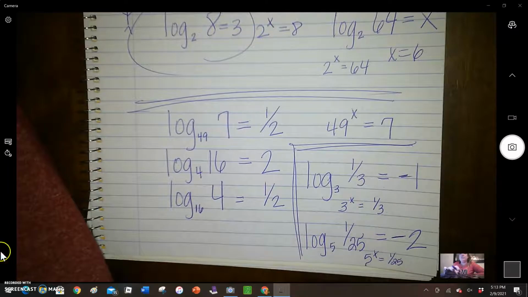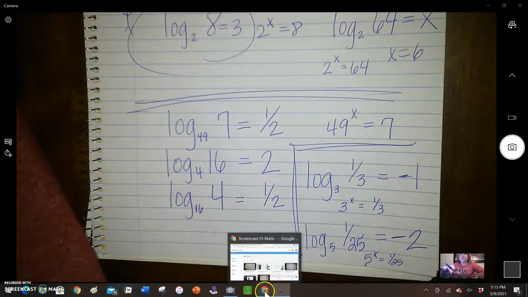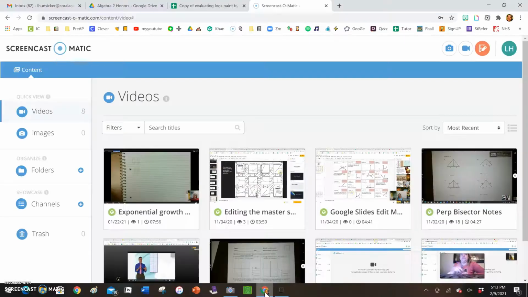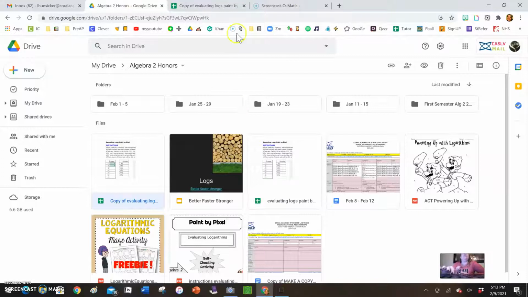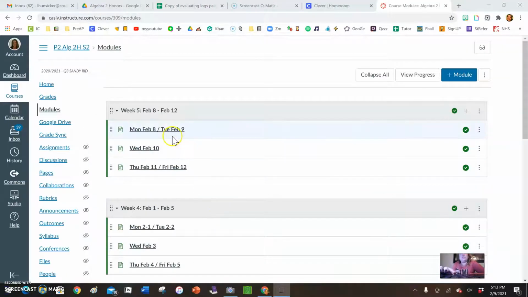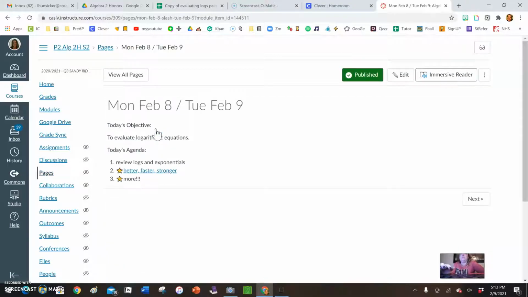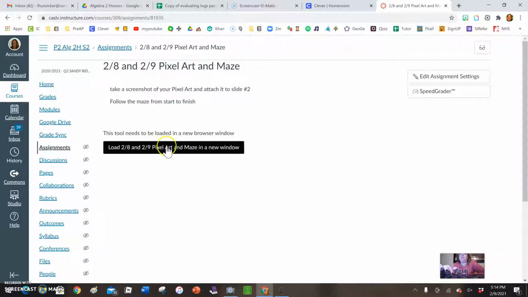All right, so what we're going to do now is we're going to go into Canvas. When you get into Canvas, you're going to look for either Monday, February 8th or Tuesday, February 9th, depending on which class period you're in. Then you're going to look for the star. Remember, the star is our assignments. So you're going to click on Better, Faster, Stronger. Go ahead and load this in a new window.